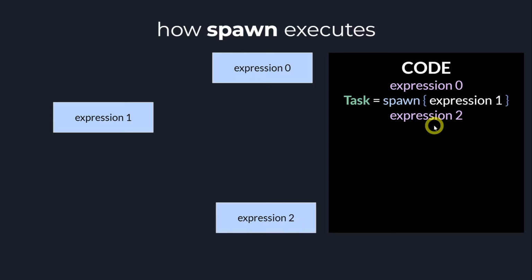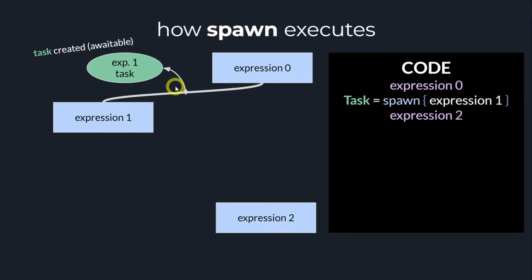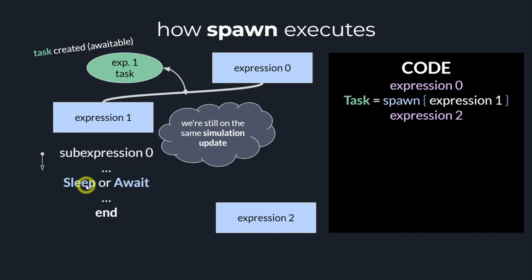So we have the same setup, and we have expression 0 and it will immediately do expression 1. So this is all in the same simulation update, same tick. And when you do that, a task will be created. So a task is awaitable, and we'll talk about it in a little bit more detail, but basically you can call Task.Await on it. This expression 1 will continue to execute until it gets to a sleep or an await.